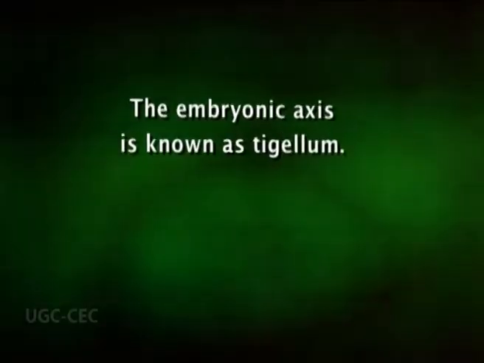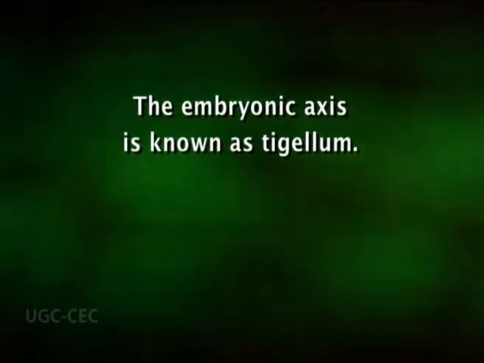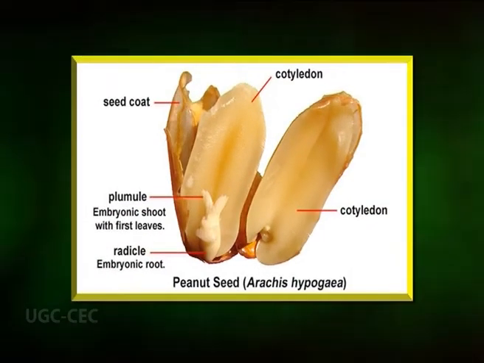In a dicot seed such as bean, cotyledons form the most prominent part of the seed. The cotyledons function to store food and supply nourishment to the developing embryo until its own leaves become functional. The cotyledons of a monocot seed do not store nutrients. Rather, they absorb nutrients from the endosperm and transfer them to the embryo. The embryonic axis is known as tigellum. The part of tigellum that lies just below cotyledonary node is called the hypocotyl, and the part of this axis that lies just above this node is known as the epicotyl.